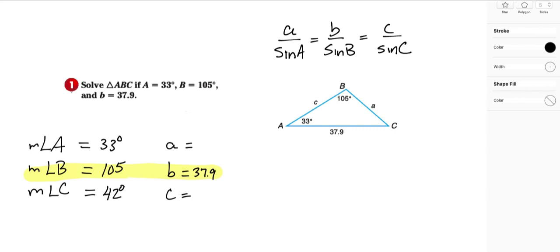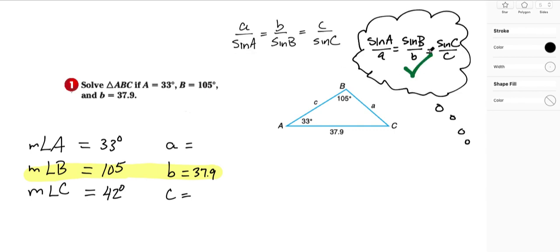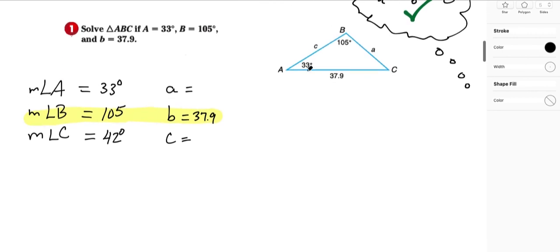By the way, I hope you guys are thinking that even the reciprocal of this has to be true, which it is true. So if you find yourself not wanting to put the sides on top, or wanting to put the sines of the angles on top, it's still true. The reciprocal of that is true. Okay, so let's get started.